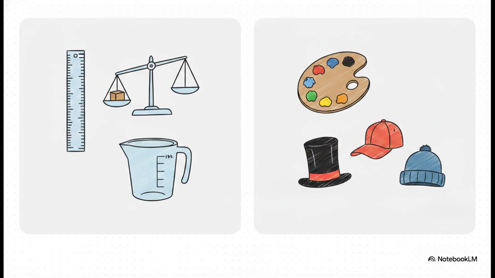Qualitative features, on the flip side, have absolutely zero numerical meaning. They are purely categorical. A really handy rule of thumb I love to use is this.